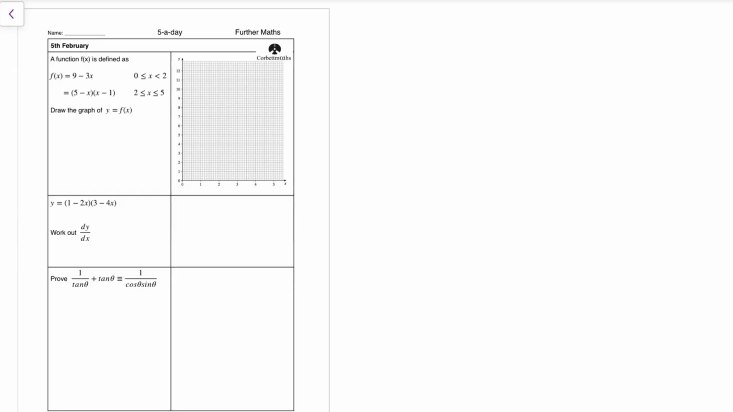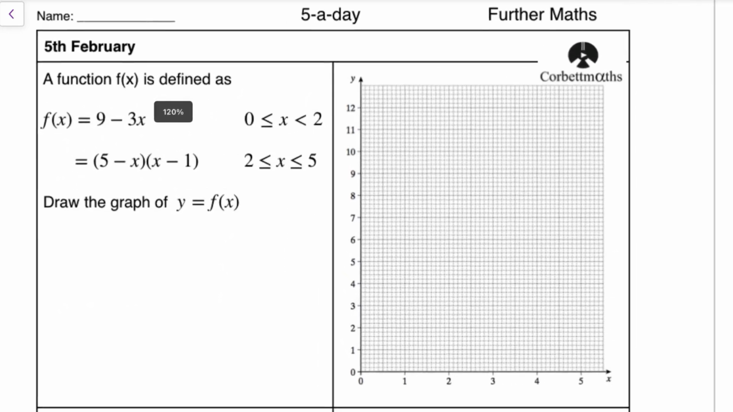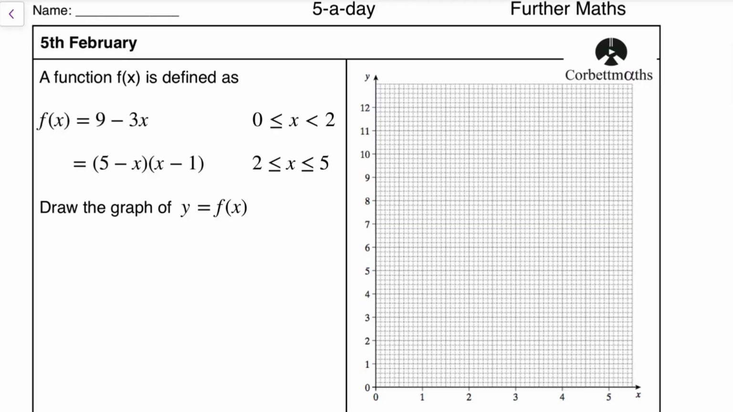Let's go with the first question, which, having seen it from afar, looks a bit like a graphing question. It is indeed. Okay, it's a piecewise function. So I have a function which does different things between 0 and 2 than it does between 2 and 5. So let's start with the linear part of the equation. Between 0 and 2, I know it's linear because it's a linear equation.